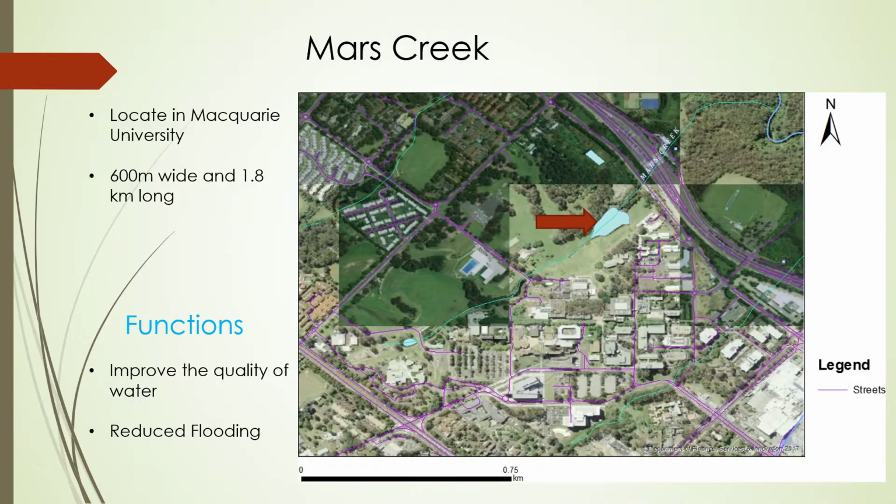Now I will introduce Mars Creek. It is located in Macquarie University. It is 600 meters wide and 1.8 kilometers long. The function of this creek is to improve the water quality and reduce flooding, since Mars Creek can drain the water to the Lane Cove National Park. For your understanding of Mars Creek, I prepared some graphs.